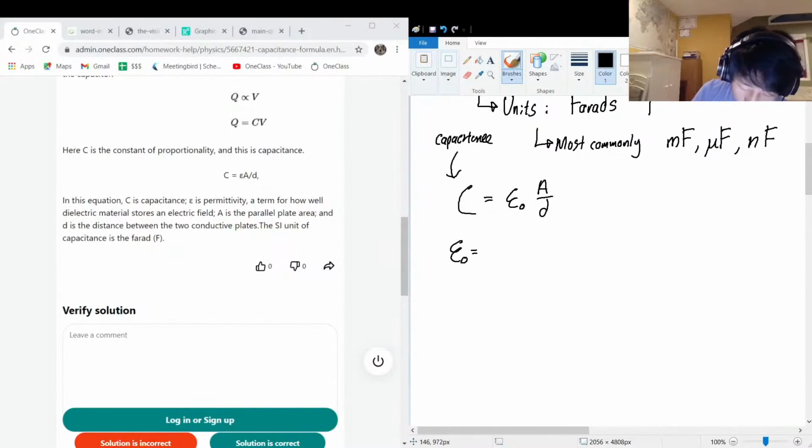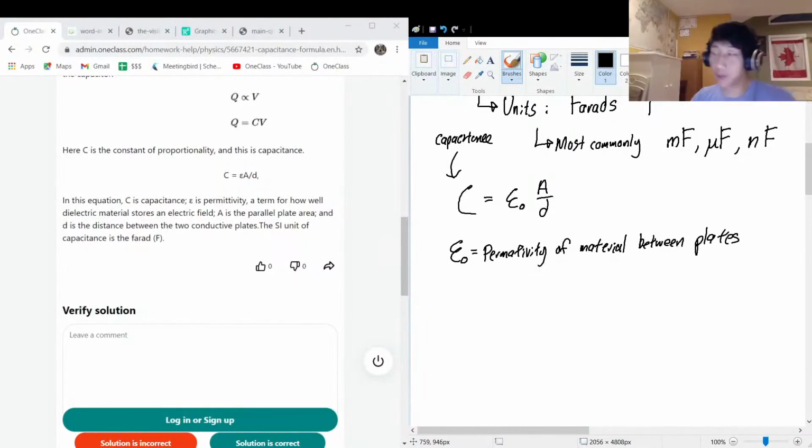Epsilon naught is the permittivity of the material between the plates. In general, this should be given to you by the question. For example, sometimes you might just have air between your parallel plates, and that would have a certain epsilon naught value. You might also have a piece of dielectric, maybe a piece of plastic, between the parallel plates, and that will have a different permittivity. It's basically saying how well the material between them is able to store an electric field. But this will generally be given to you by the question.